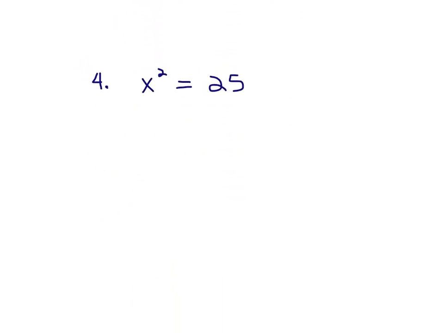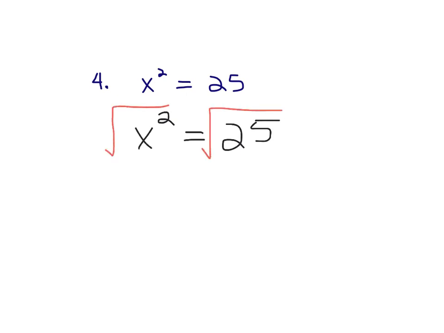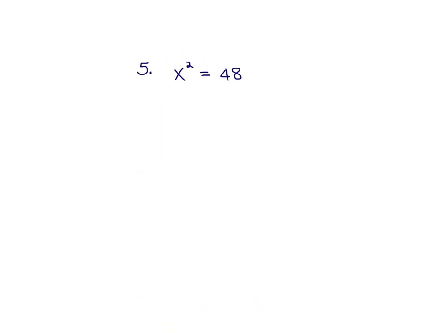All right, so for number 4, nice and simple here. I'm gonna rewrite it. To solve this, I just square root both sides, and I get x equals plus and minus 5. No negative numbers, no i's, just the plain old square root of 5.